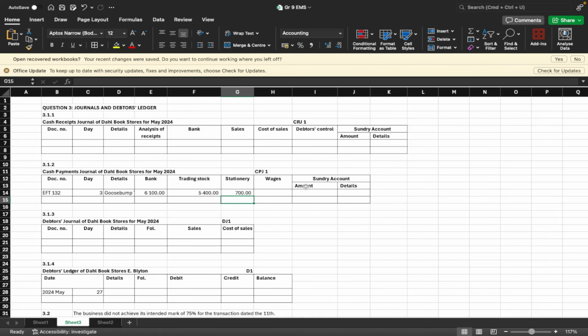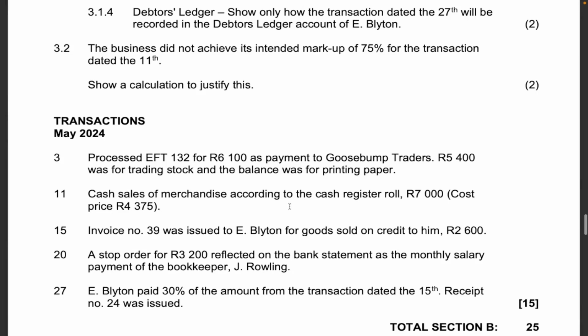Like I said, if we didn't have a column for trading stock or stationery, for instance, then we'd put it under sundry account, and that's what we do whenever we don't have a column on any of the journals. So let's go back and continue here. We're done with the one on the 3rd.